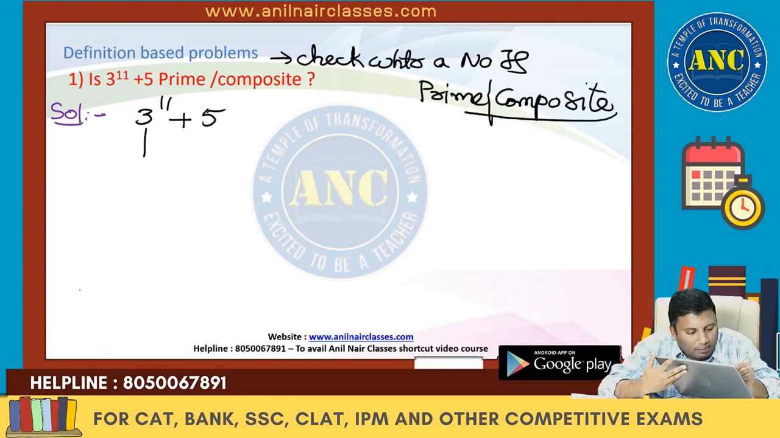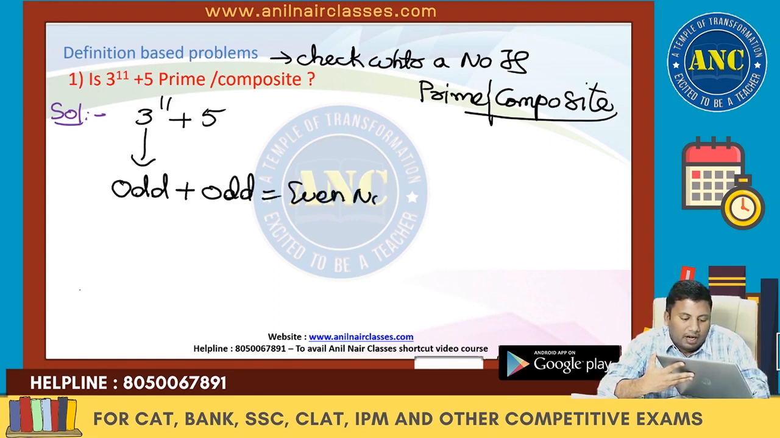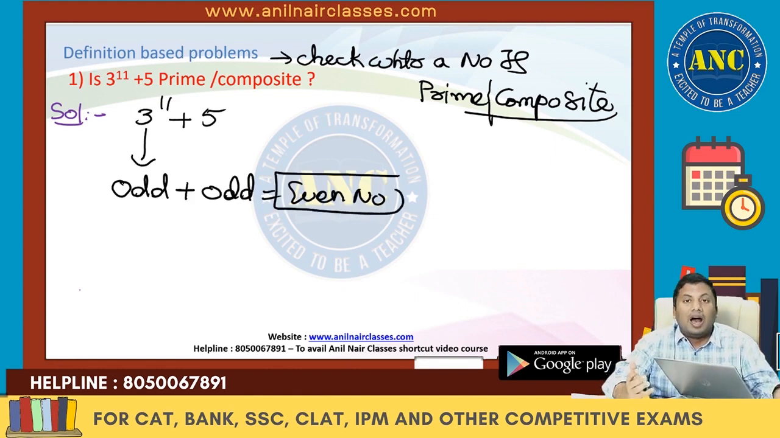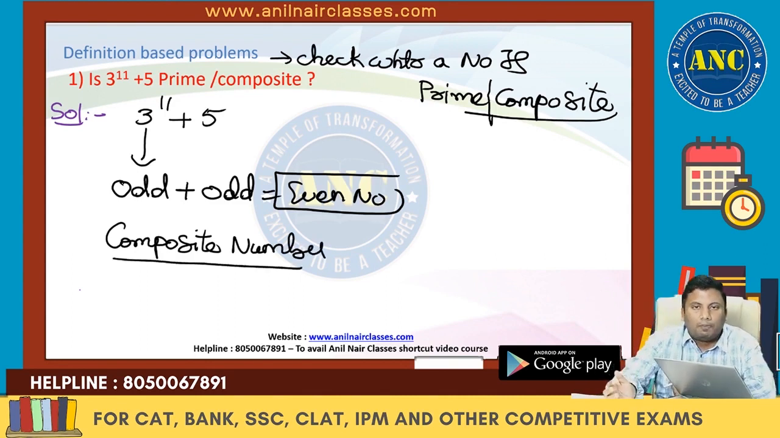3 power 11 plus 5. 3 is an odd number. Odd power any number is an odd number. 5 is an odd number. Odd plus odd is an even number. There is no even number other than 2 which is a prime number. The answer for the first question is composite number.